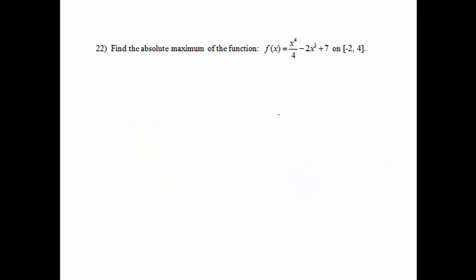Okay, 22, find the absolute maximum of the function f of x equals x to the 4 over 4 minus 2x cubed plus 7 on negative 2, 4. Well, the first thing I need to know on an absolute maximum is to find a critical number, so I'm going to take the derivative. The derivative will be x to the third minus 6x squared. And then to get a critical number, I will take the derivative and I will set it equal to 0.